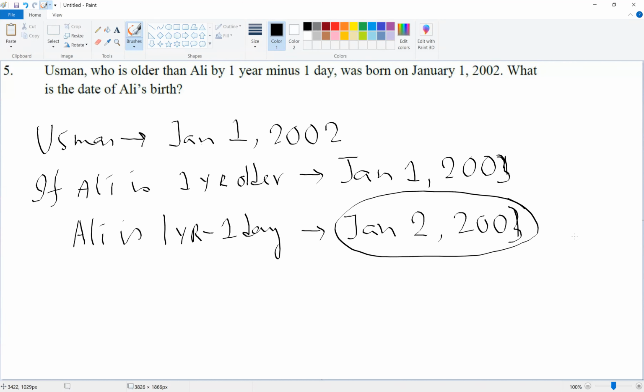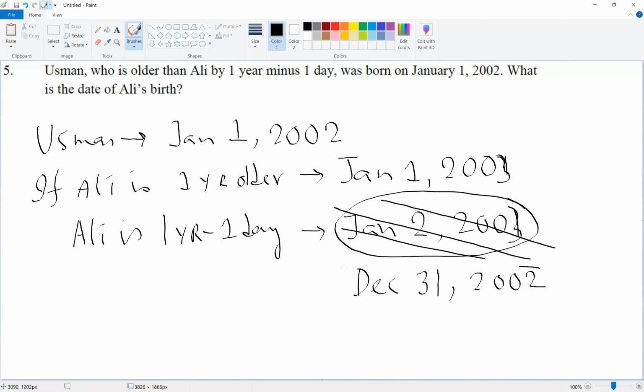Wouldn't it be December 31st if it's minus 1 day of January? Let me read it again. Osman, who is older than minus 1 day. So January 1 would be 1 year and is minus. So if Ali is, yes, Ali is older. Sorry, Usman is older. So this would be December 31st. And this would be 2002.